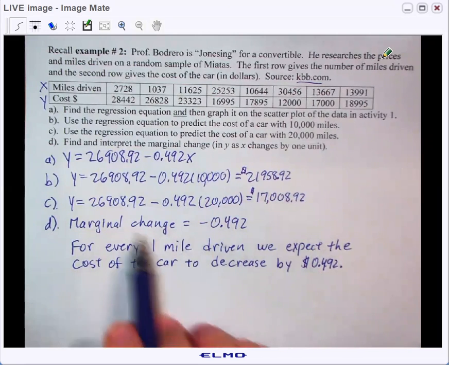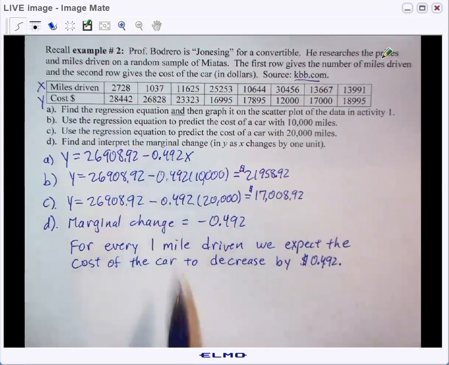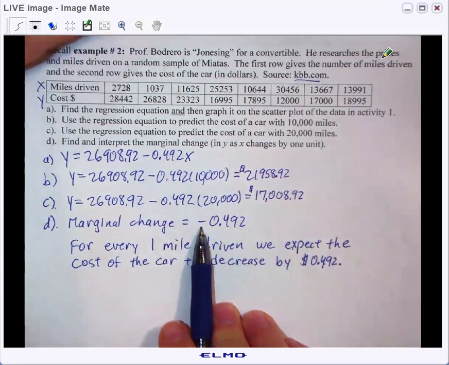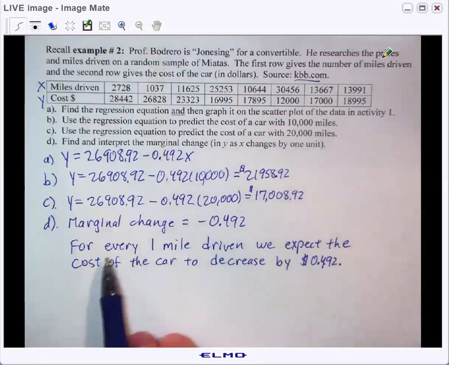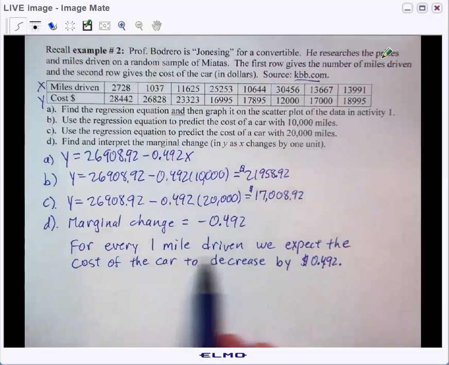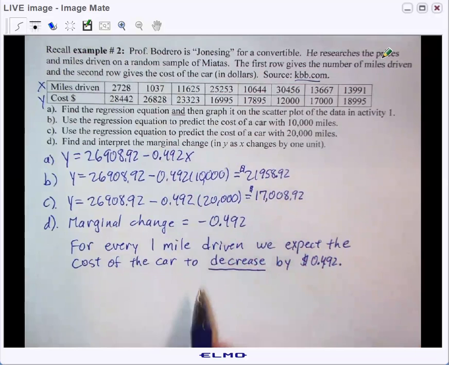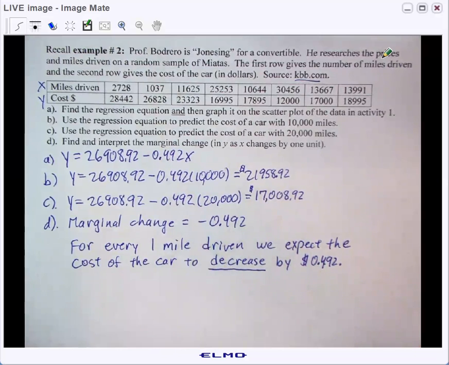And again, the marginal change is the coefficient of the x, the number multiplying the x, which is our slope. And notice that this time our slope is negative because our line is going down. So that means for every additional mile driven, we expect the cost of the car to decrease because our slope is negative, and it's going to decrease by the amount of the absolute value of this. So the decrease here picks up the negative on the slope. All right, we got this.